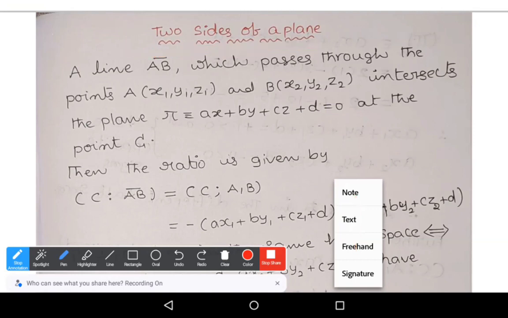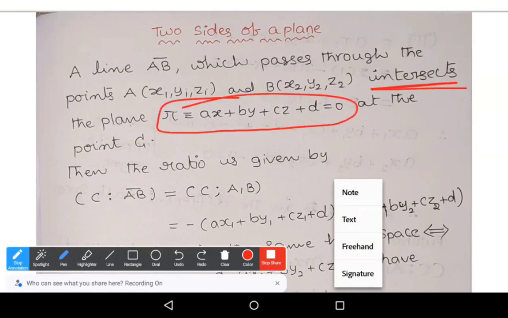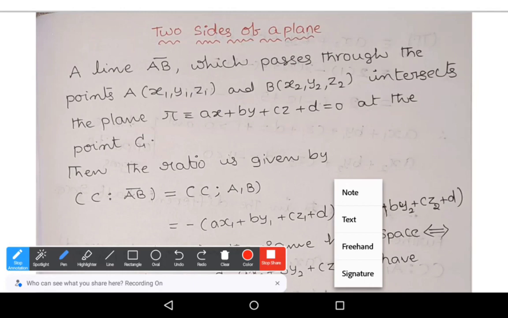Suppose capital AB bar is a line that passes through 2 points, capital A of x1, y1, z1, and B of x2, y2, z2. And it intersects a plane denoted by pi, ax plus by plus cz plus d equals 0, at the point C.